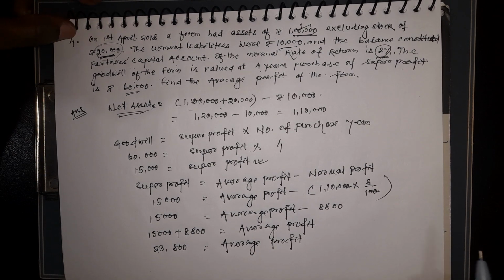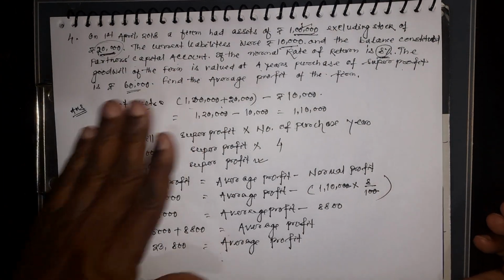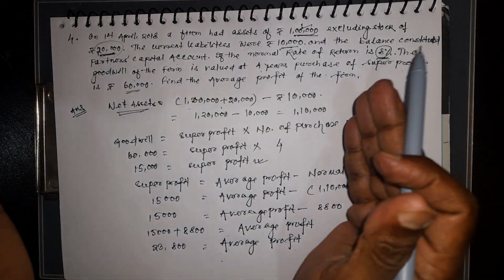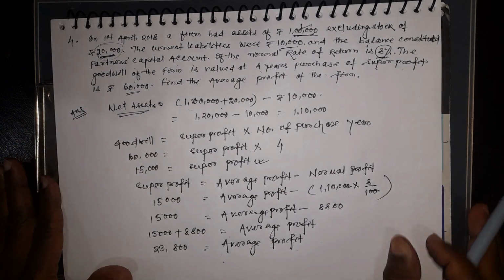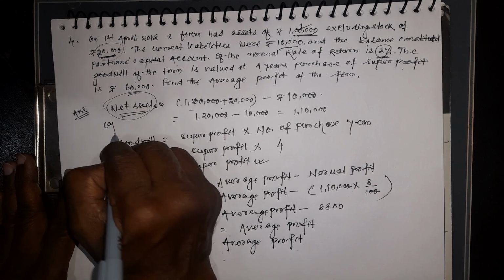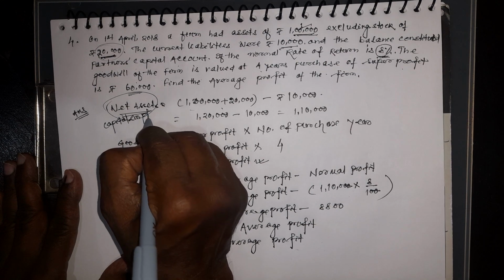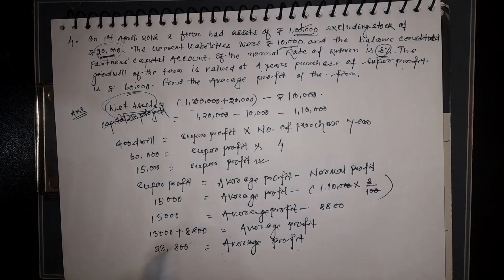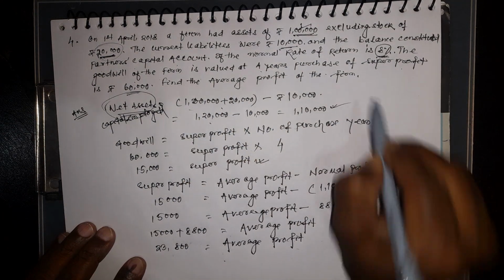Clear? So let me explain this question again. Here it is given that assets exclude stock, so you have to include the stock and liabilities. Asset minus liability equals capital, which you can also write as capital employed. Then 1,20,000 minus 10,000 is 1,10,000.